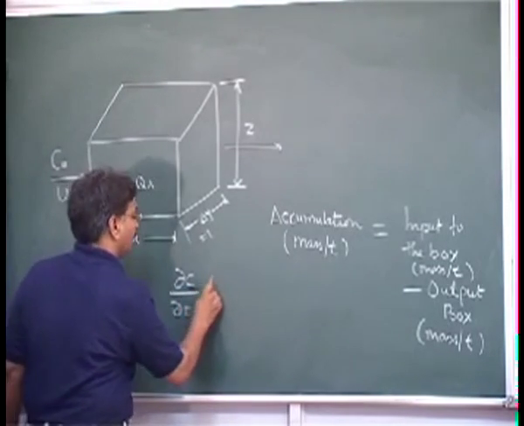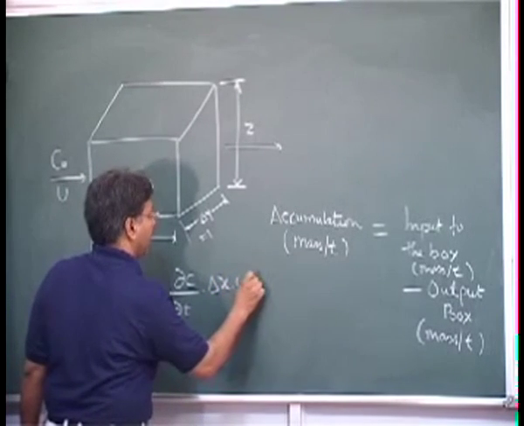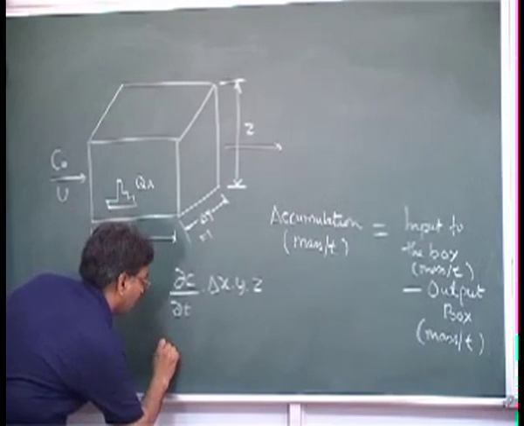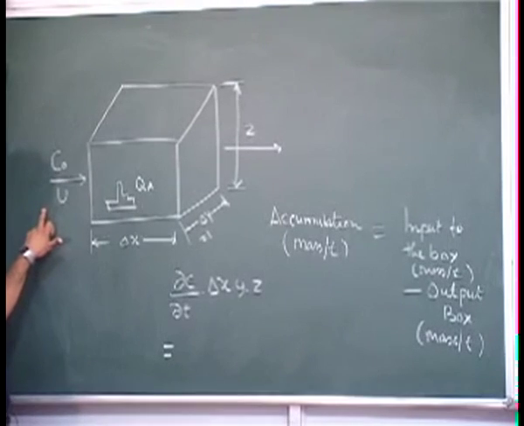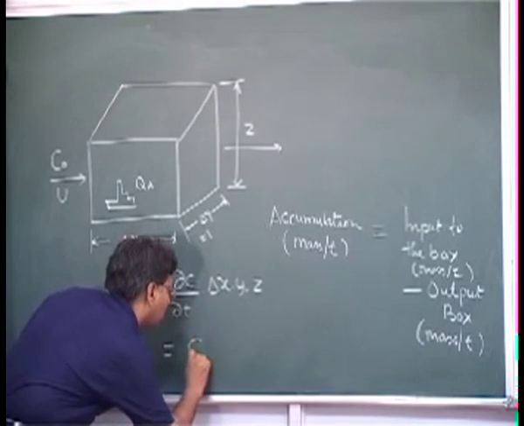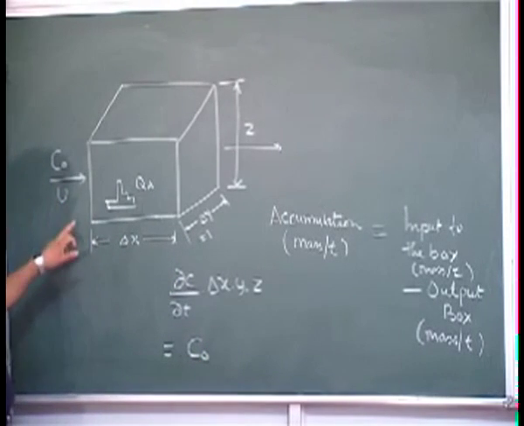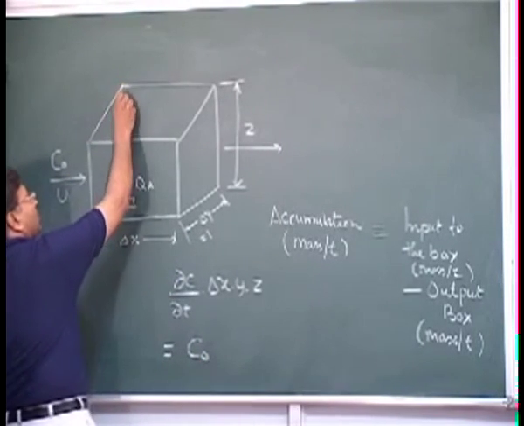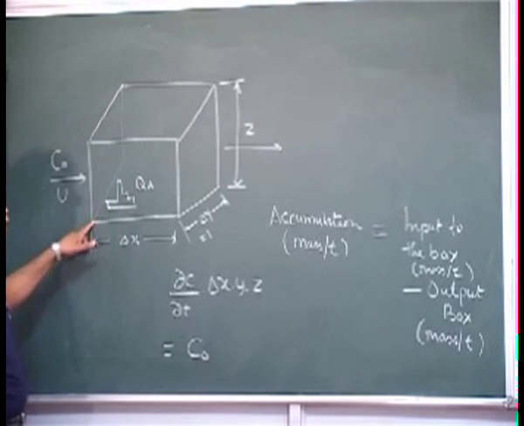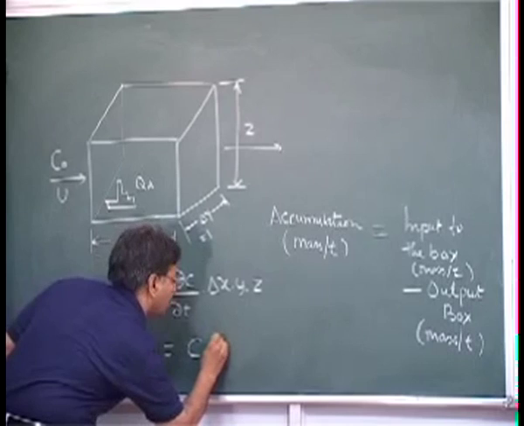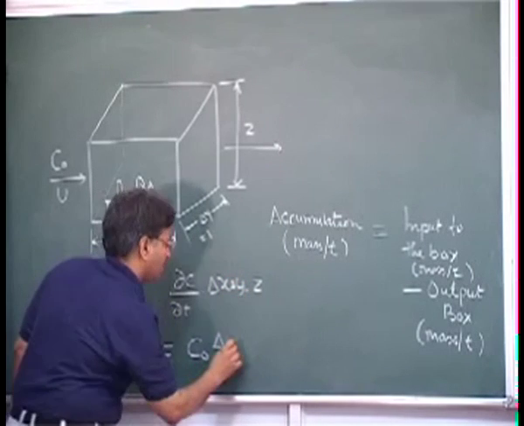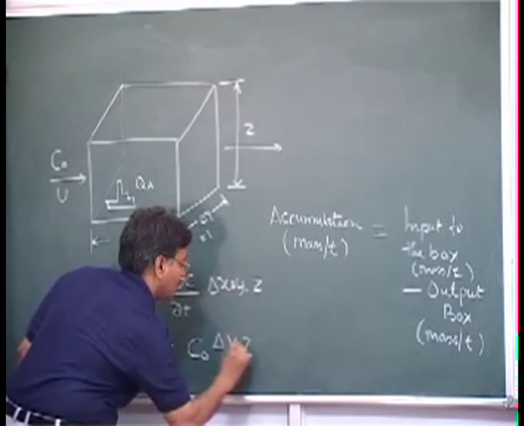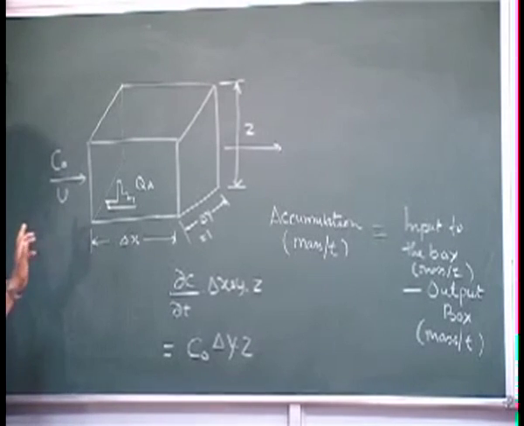Okay, so delta x times y times z equals the input to the box. One input: this will be concentration C naught times the cross sectional area, that is delta y times z, times wind speed.